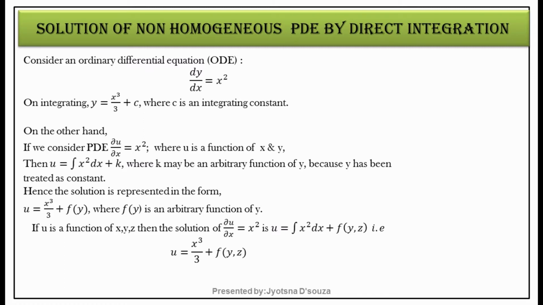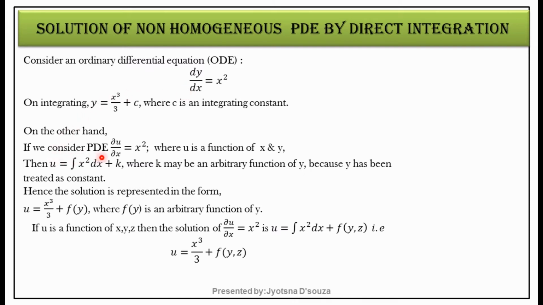Here I have given one ordinary differential equation, that is dy by dx is equal to x square. Applying integration to this equation, the left hand side will be the integral of dy by dx, which is y. Integration and differentiation are opposite operations, so it gets cancelled and gives you the variable y, which is equal to the integration of x square on the right hand side, that is x cube by 3 plus some arbitrary constant or integrating constant c. So you are getting y is equal to x cube by 3 plus c, which is the integral of this ODE.